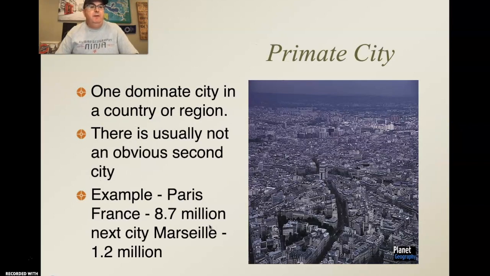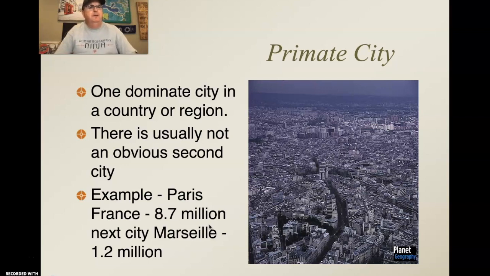Primate cities. Primate city is when you have one dominant city. It's by far the most powerful, both in size as well as power within the country, and it's more than twice the size of the next largest city. And I've mentioned this before, but when you think of France, almost everybody thinks of Paris as being the dominant city. The next largest city in France is Marseille at about 1.2 million, which is much smaller than Paris. So be aware of that pattern.